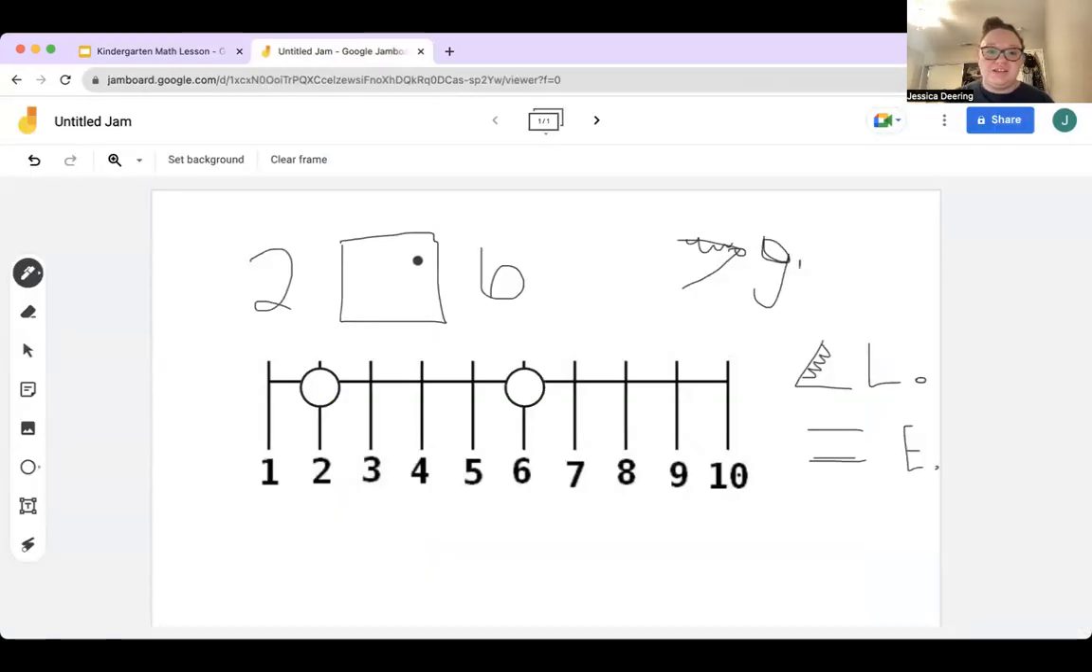And that's right, it is less than. Our alligator is going for the number 6. He's hungry and he wants to eat the number 6. Okay, let's do another example.